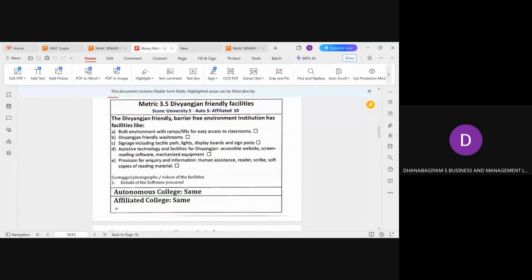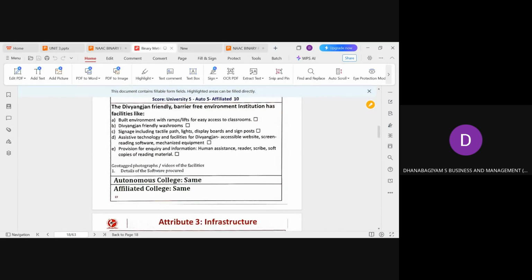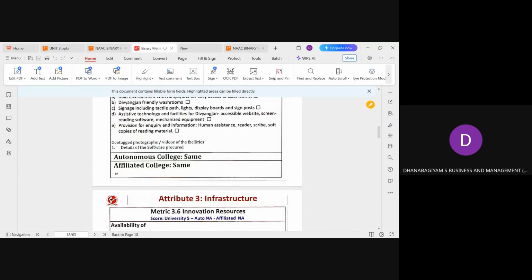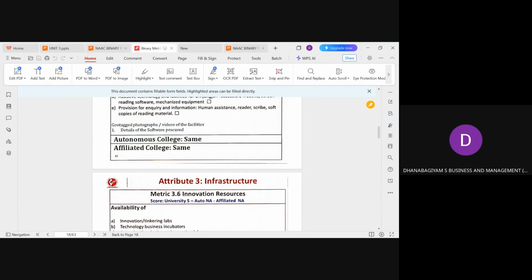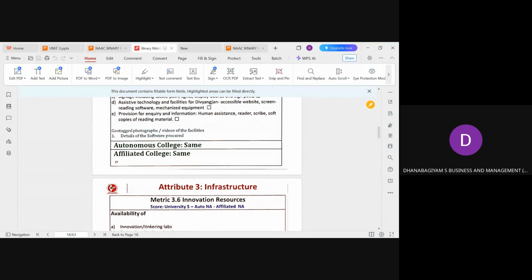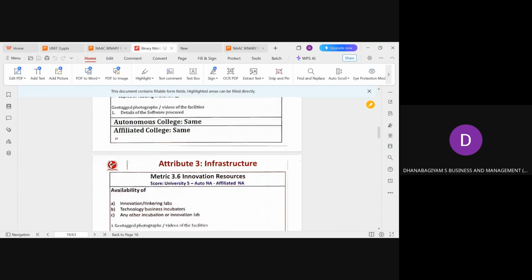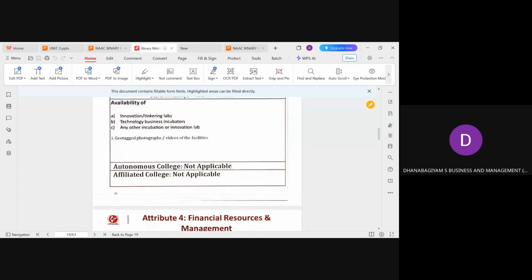Similarly, websites and software: how accessible are all the facilities given by the institution, including software and a reader and scribe. Basically, ramp facilities carry very good weightage of marks to bring inclusive education. Today we are talking about inclusive education, and when you talk about it, definitely we should have ramp facilities. And when some students feel ill during the examination, do we have a scribe system, and are we following it for writing their examination? Likewise, we should have all the facilities inside our institution.